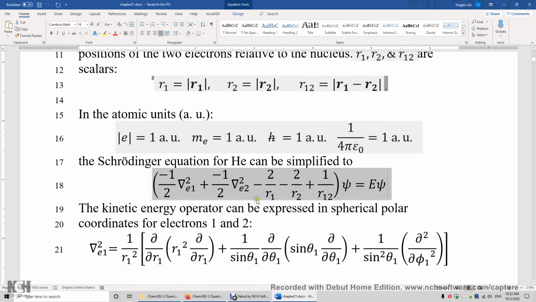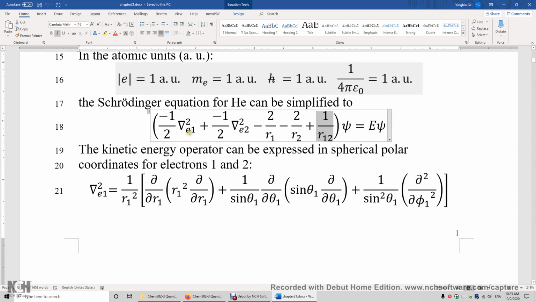Well, this is much simpler. The kinetic energy of electron 1, the kinetic energy of electron 2, the attraction electron 1 feels, the attraction electron 2 feels. And pay attention to this number 2. These are the number of protons in the nucleus. And over here, plus 1 over r12, this is the repulsion between the two electrons.